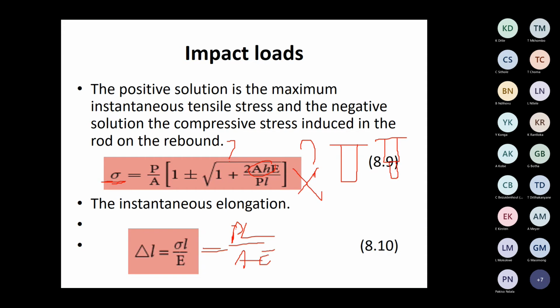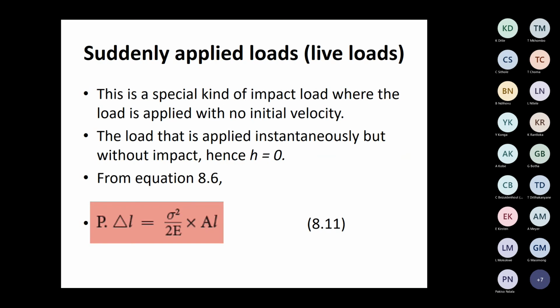Okay, right. Now the next one is suddenly applied load. In this case, some books call it live loads. What is important here is that there is no height. Remember what I said to you earlier? I put it down and see if there is a change. That is why, again, its potential energy is equal to my strain energy, but my height is 0. That is why it falls away here.